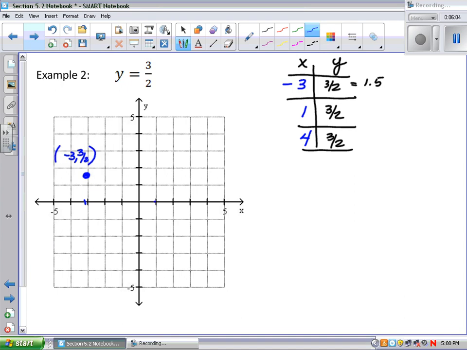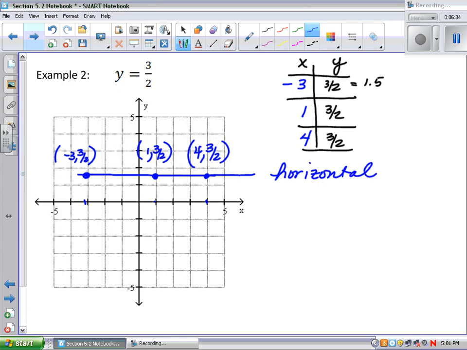1 in the x direction, up 1.5, there's my point 1, 3/2. And 4, 1.5, or 4, 3/2, there's my point there. And then if I try to draw a line, can I get a line to go through those points? Yes. And what kind of a line is this? This is what we call a horizontal line. Horizontal lines are the ones that go straight across.